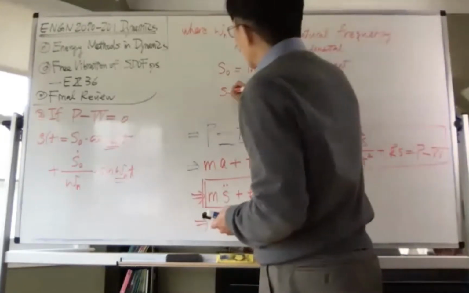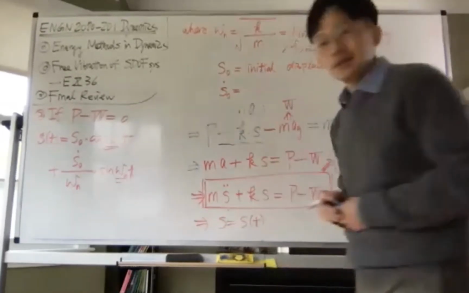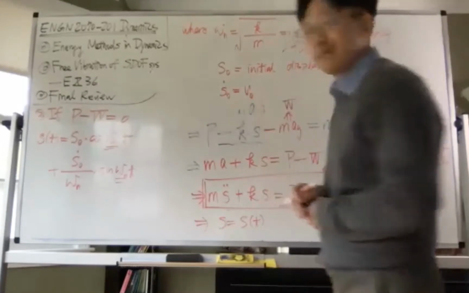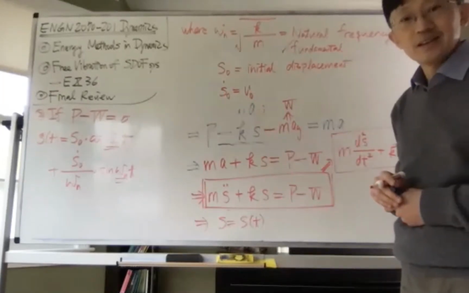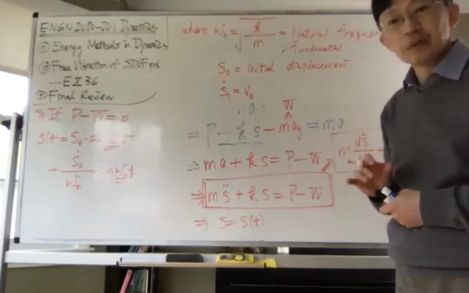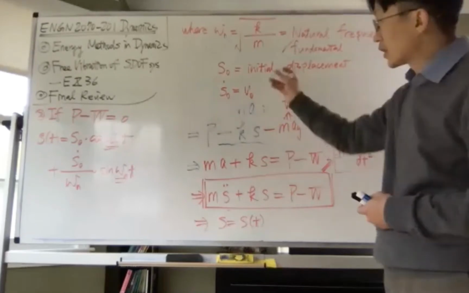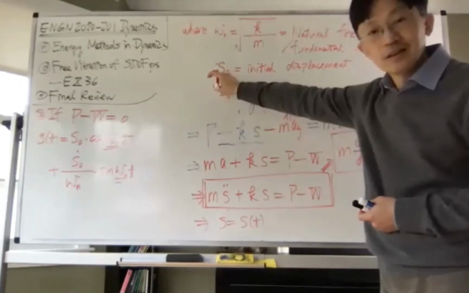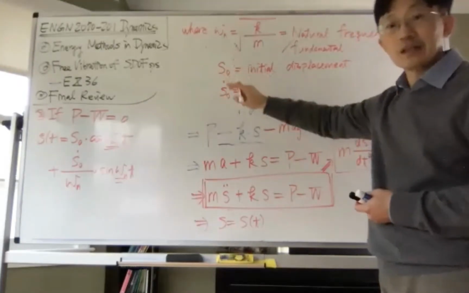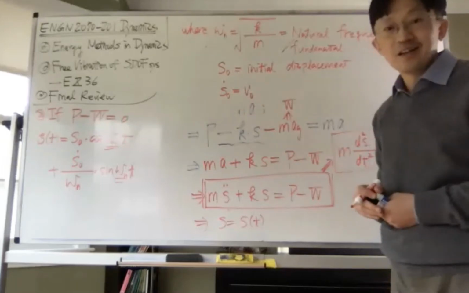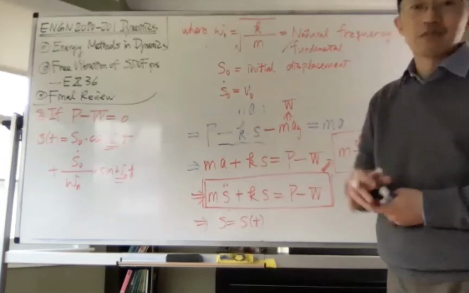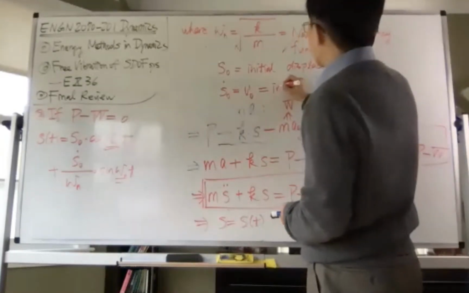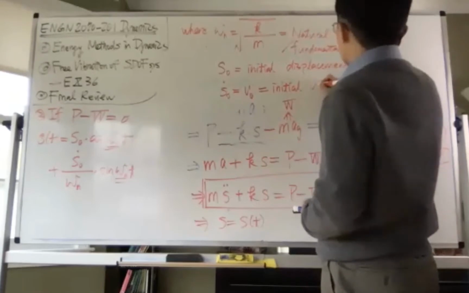Now what happens to s naught dot? s naught dot, isn't it just the v naught? Right? Because s dot means the time derivative of displacement. So the initial time derivative of displacement is just initial velocity, because the time derivative of displacement is velocity. So s dot naught is just v naught. So this one is just initial velocity.